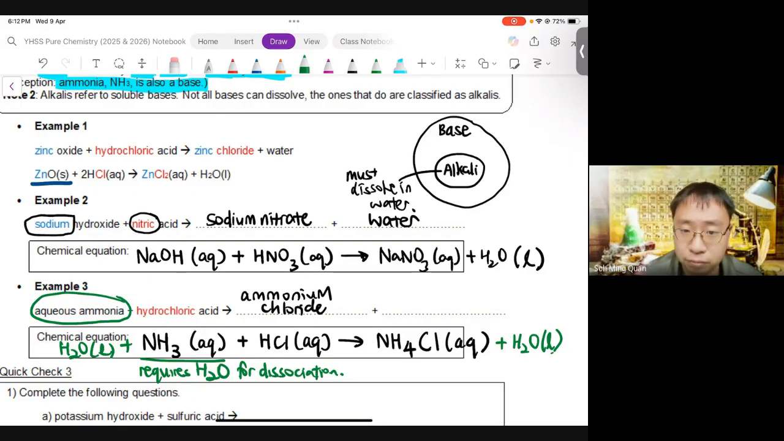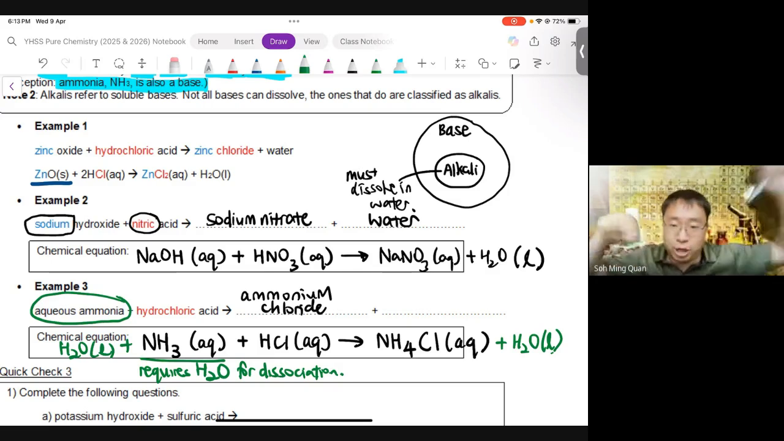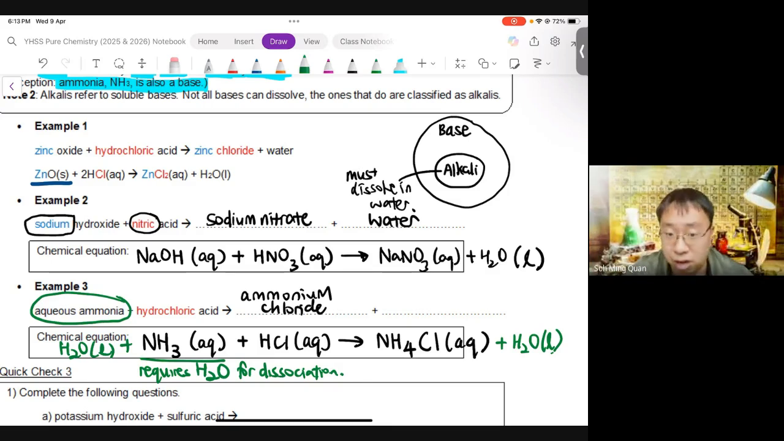The reason is because for aqueous ammonia, NH3, implicit in this formula is that you need to add H2O in at the start and H2O is produced at the end. So it cancels out. All right? So it cancels out. That's why you don't see it. All right? But in reality, it does produce water. It's just that it is offset. It's cancelled out by the H2O needed at the start to dissociate the ammonia.